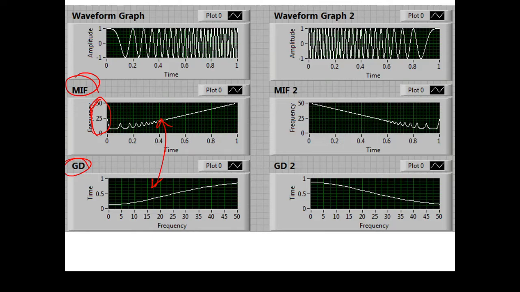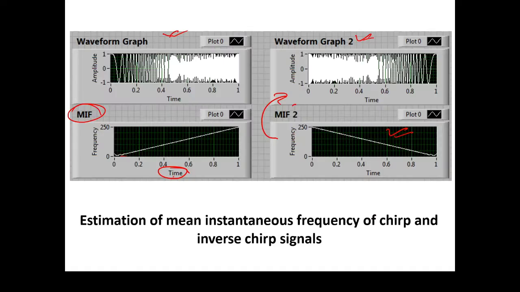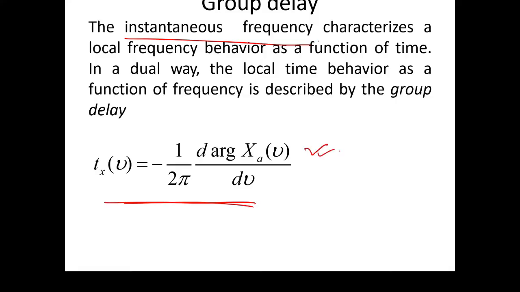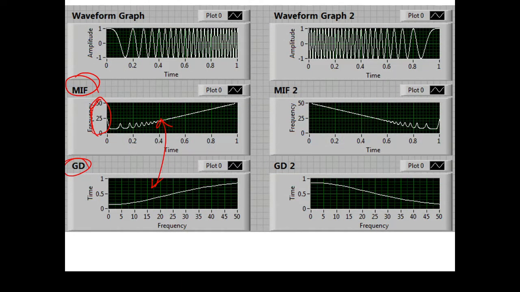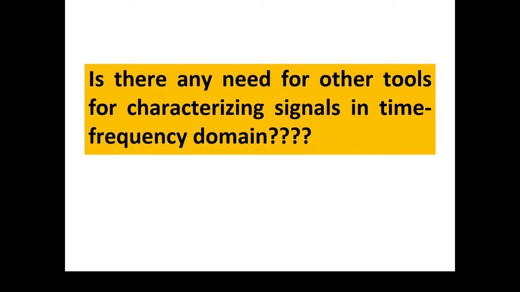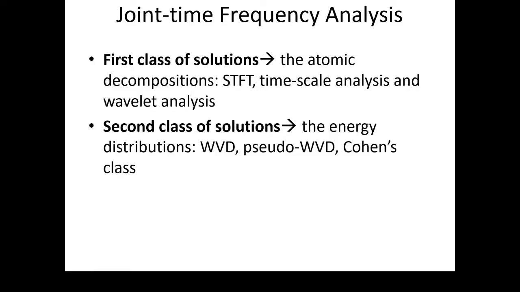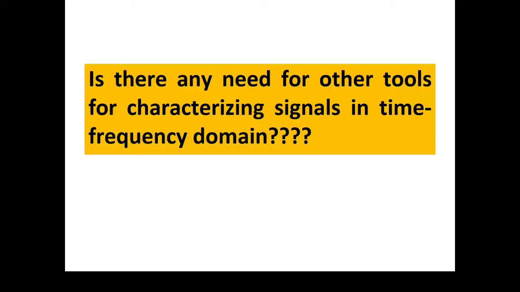Why is it happening? It is happening because of the Heisenberg-Gabor inequality principle. So now you understand the necessity of the time bandwidth product. This was the disadvantage of the mean instantaneous frequency and the group delay function, where the time bandwidth product was playing an important role.